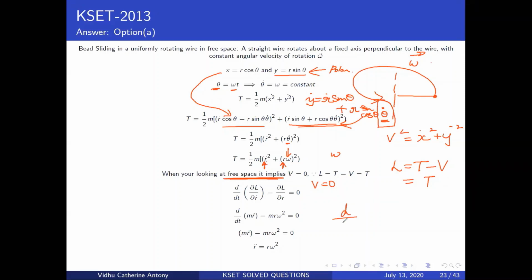So you have d by dt of dou L by dou r dot minus dou L by dou r. What is this equation called? It's called the Euler-Lagrange equation. You substitute this value that you have got here. So you got m r double dot minus m r omega squared. Okay, you substitute this and you get this. Then you equate it on both sides, you cancel out the mass terms and you get the equation of motion.